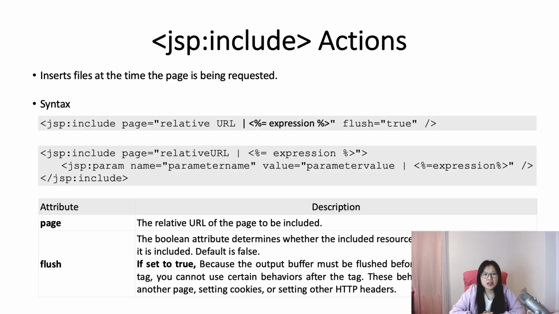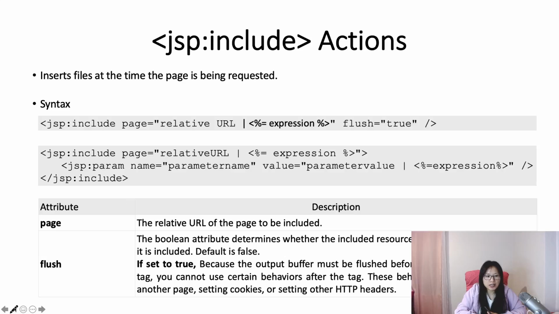So JSP include is an action which is used to insert files at the time the page is being requested, which is when I request the page, this JSP include will include another file. It has two ways to include a file.